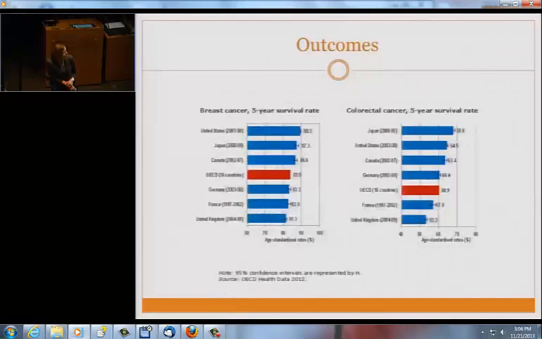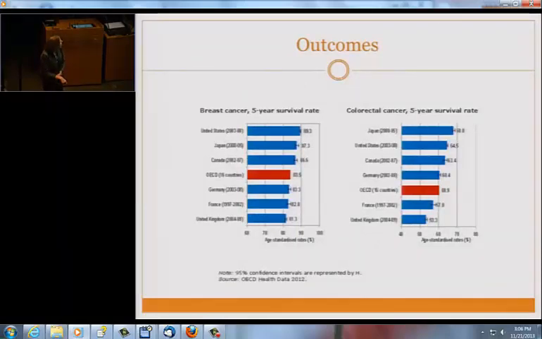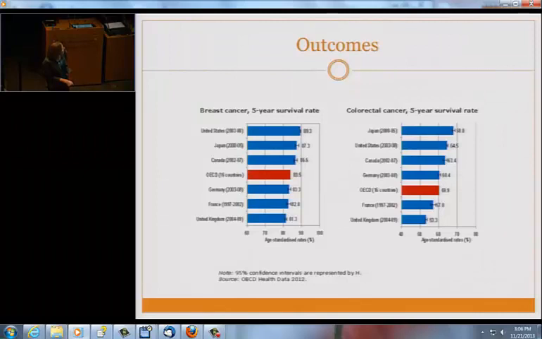Here's some examples of our outcomes. The OECD average is in red. For breast cancer, our 5-year survival rate is better than average. We're at the top, 89.3%. The colorectal cancer 5-year survival rate, we're just a little bit behind Japan. And this was 2012 data. So that looks pretty good. We're good at that.